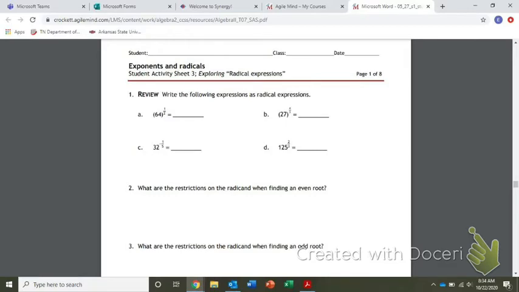So, today we are doing topic 7, SAS 3. This is the last section in topic 7. So we're doing that today. And don't forget to do your attendance quiz.